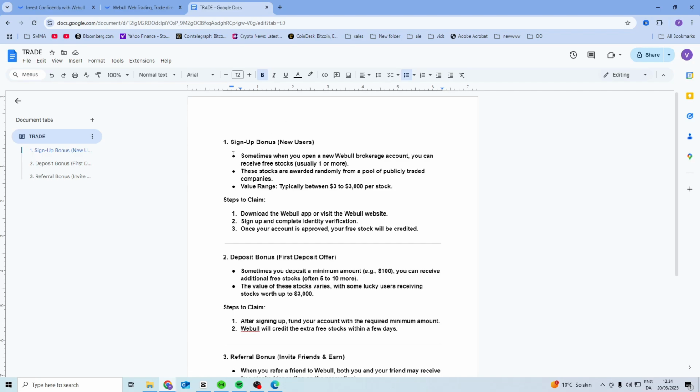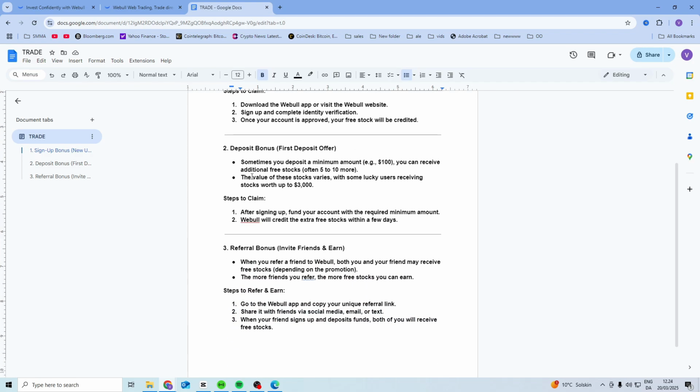And what this means is when you sign up to an account, you're gonna get a free stock. So the stock can be usually between $3,000 to $3,000. Now this is how you claim it. Just sign up, complete verification. Once your account is approved, you will get your free stock.